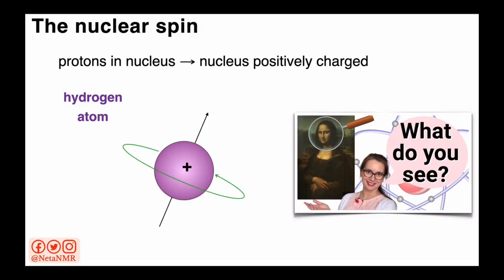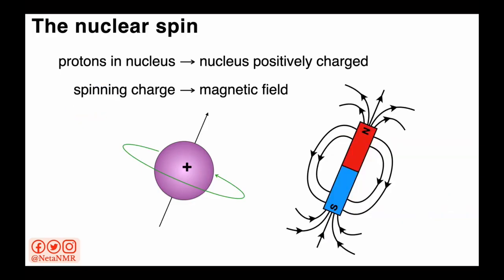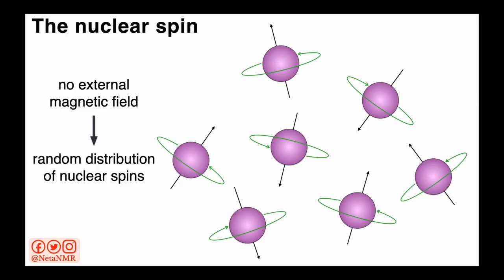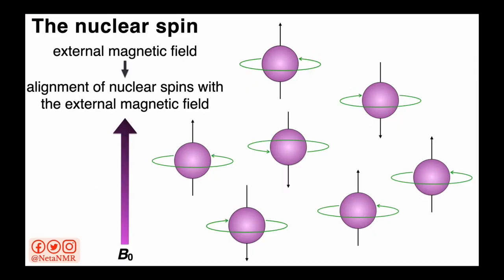These nuclei spin on their own axis, and the spinning charge creates a magnetic field. So these nuclear spins act like tiny bar magnets, as you can see on the right. In the absence of an external magnetic field, the nuclear spins in a sample have random orientations. When we place the sample in an external magnetic field, such as that created by the superconducting magnets we use in NMR and MRI, the spins align with the external magnetic field, denoted as B0 and shown here by the purple arrow. The spins align either parallel or antiparallel with the external magnetic field.